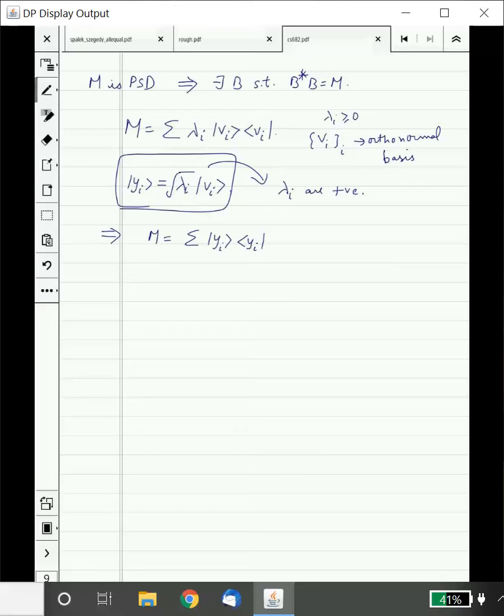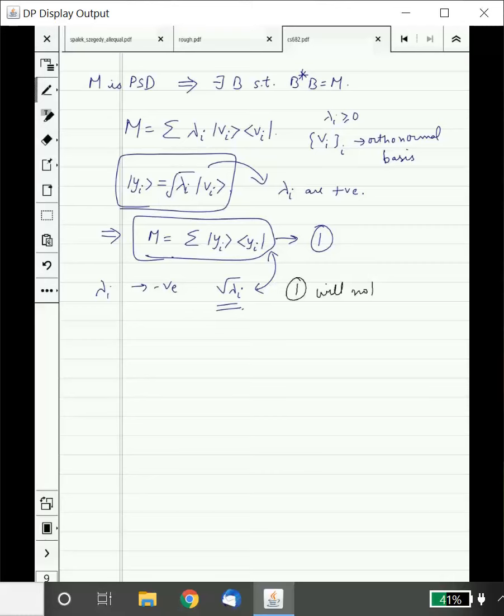Notice that even if lambda i's were negative, because I am working in complex numbers, I could have defined square root lambda i. These things would have turned out to be complex numbers. So what is the problem? I will let you convince yourself that if lambda i's were negative, then this equation will not turn out to be true. You need to convince yourself of that. That's the reason why we need lambda i's to be positive.